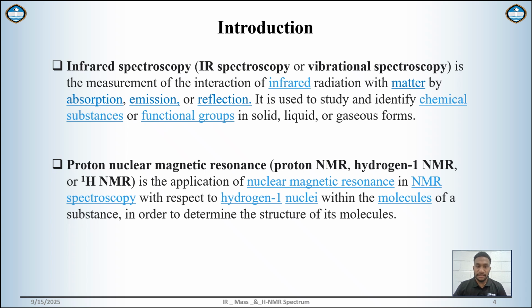Proton nuclear magnetic resonance, or proton NMR, which is also known as hydrogen-1 NMR, is the application of nuclear magnetic resonance in NMR spectroscopy with respect to hydrogen-1 nuclei within the molecules of a substance in order to identify the structure of its molecules.